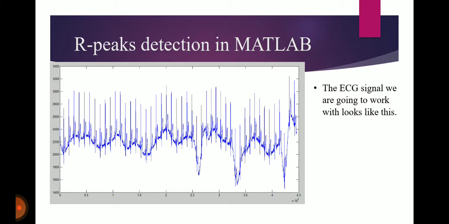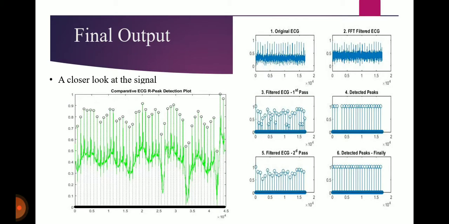Generally, it is the noise corrupted ECG signal. Here is our final output. Here we can see the various R peak detections in the first figure, and the other figure is the ECG signal which we are taking as the input and converting into FFT and then filtering.